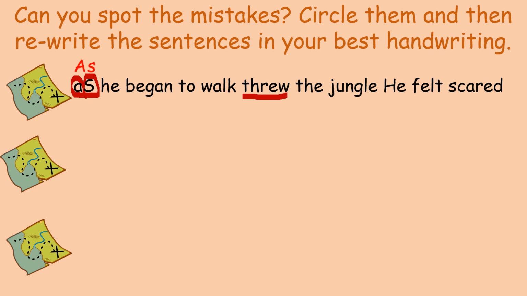Now this word here, if you read out the letters, it'll sound like the word through. However, the spelling of this word is a different word. It's used as the past tense of throwing something, whereas we're looking for the word walking through something, walking in between something. So we would spell it like this.